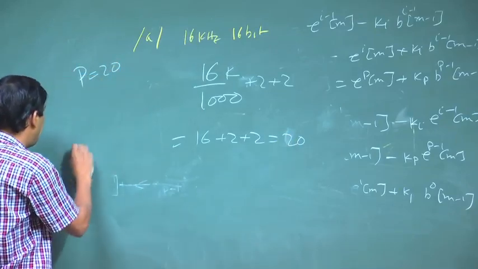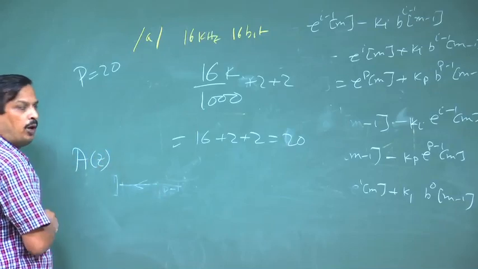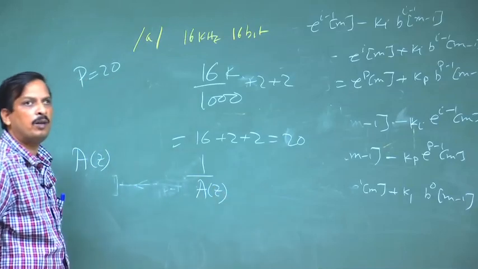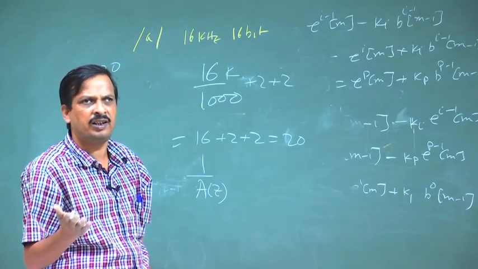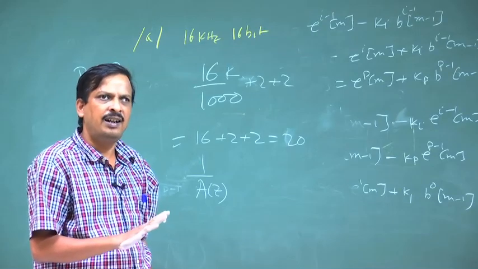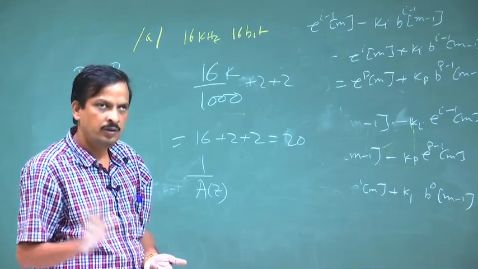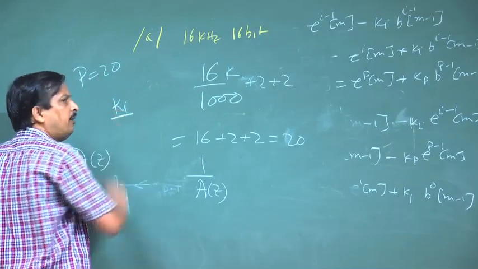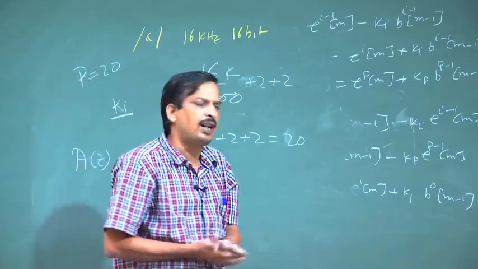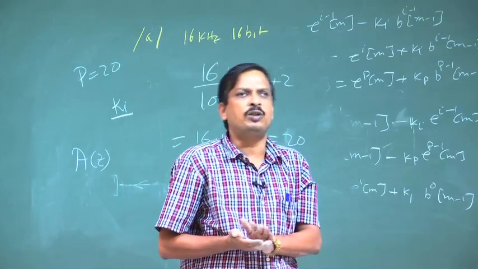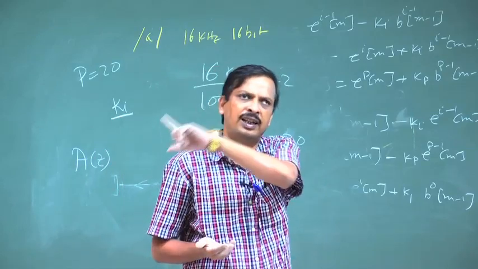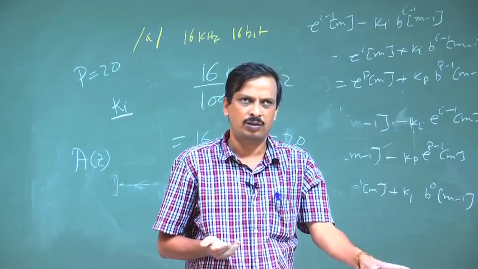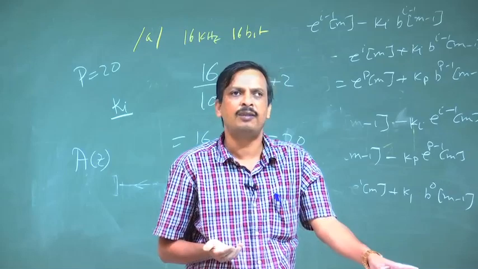Then implement A(z) in a program and implement 1 by A(z) using a program, in MATLAB or C, anywhere you can write the program. Implement A(z) and 1 by A(z) and calculate the Ki value. For implementation I require the Ki value. The Ki value can be calculated either using the autocorrelation function, or directly. I will show you in the slide how Ki can be directly calculated.